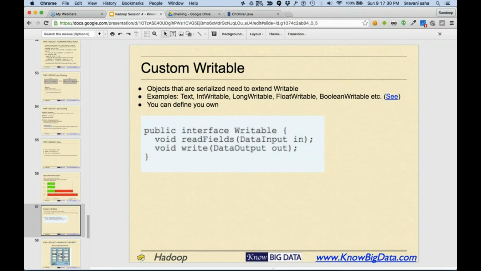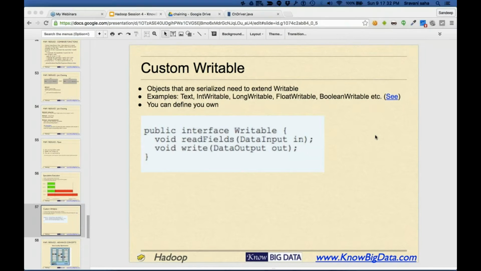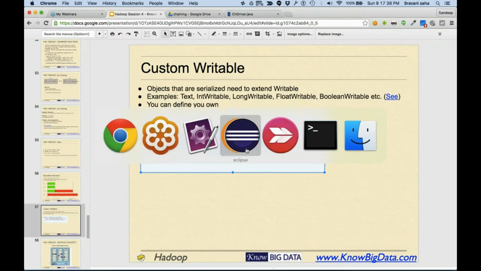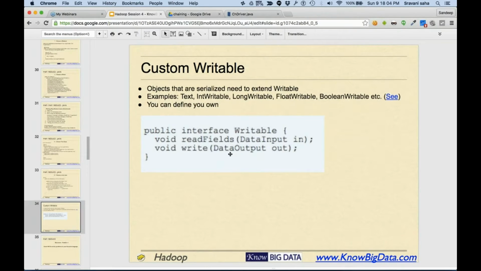So what are the various writables available to us? Yesterday, while we went through the Java code, we talked about the custom writable. Objects that are serialized need to extend Writable. As I was telling you, the key and the value need to be stored somewhere, so that they can be transferred to some other machine for the reduce phase from the map phase. Similarly, there are many times the keys and values are serialized and deserialized. Serialized and deserialized means saving to the disk and reading from the disk.